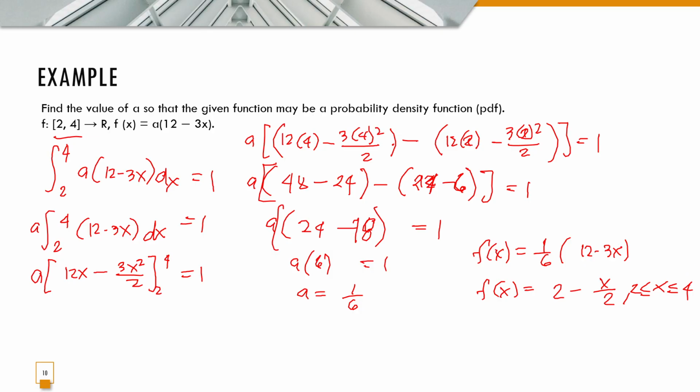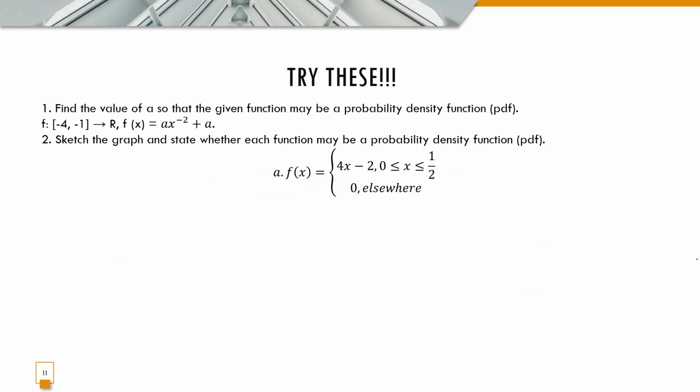Alright, so that's it for example number 2. Please try this at home. Find the value of a so that the given function will be a probability density function, and sketch and state whether the function may be a probability density function. Thank you so much for listening, and God bless everyone.